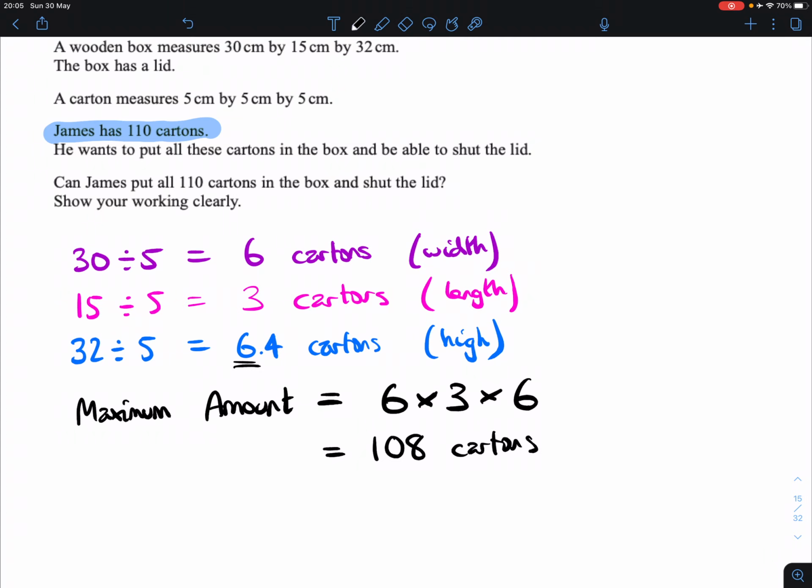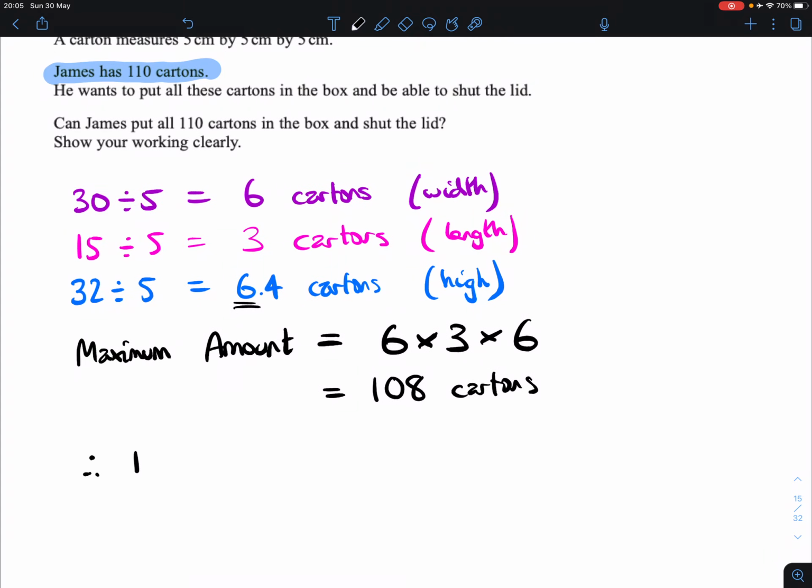108 cartons is less than 110. So therefore 110 cartons will not fit. And how we know it will not fit, the key part here is the shutting of the lid. The lid will not close. So it will not fit in the box. Done.